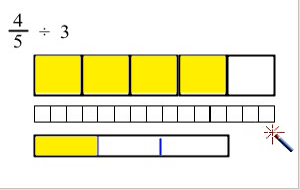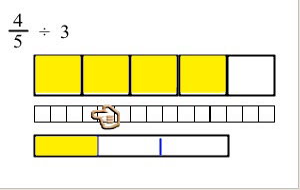So I have a strip here that's divided into 15 sections. So what I'm going to think to myself is, now I have the 15 sections. How much is this? Okay, so this is our 4/5 here, and we're dividing that into 3 sections. So you can see that of these 15, 1, 2, 3, 4.